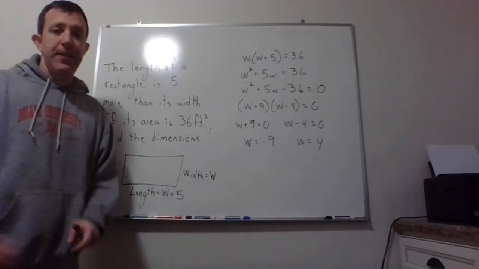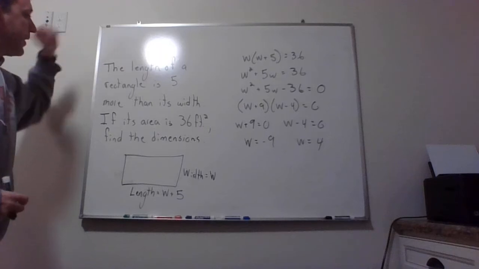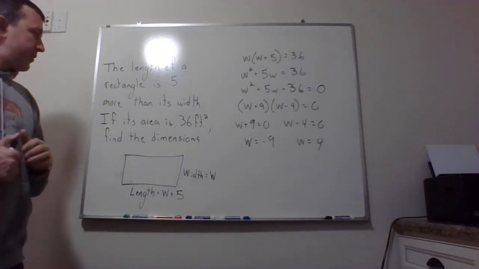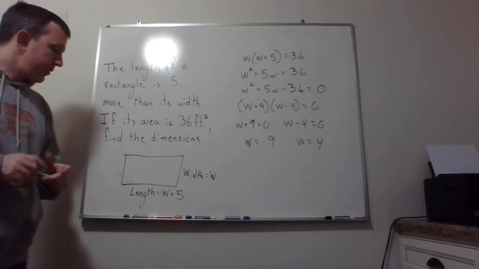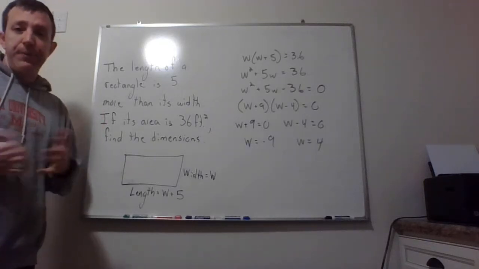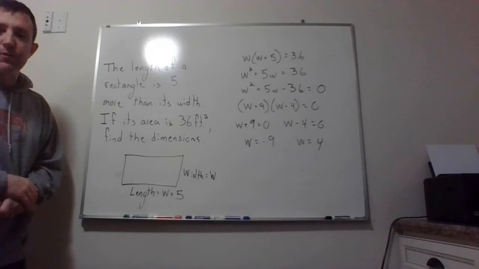All right, time for our second example. The length of a rectangle is 5 more than its width. If its area is 36 square feet, find the dimensions. Okay, so I drew a rectangle because I tend to find that to be at least a little bit useful.